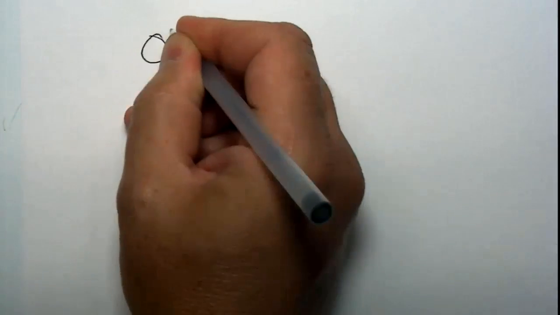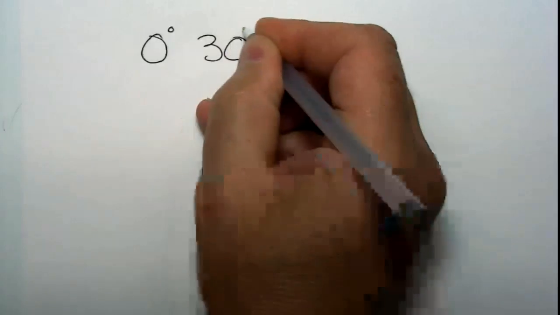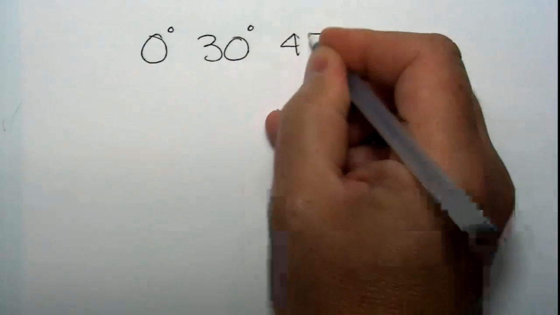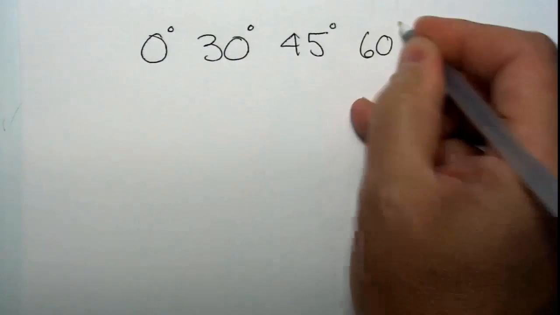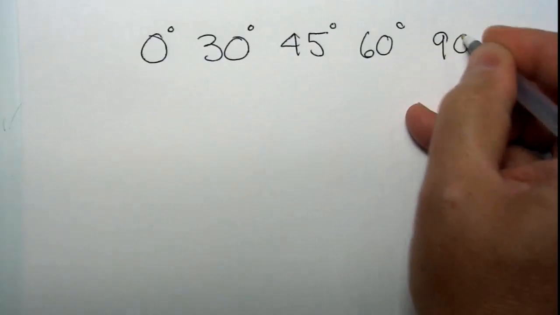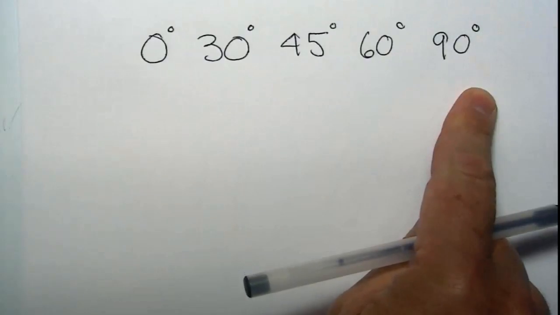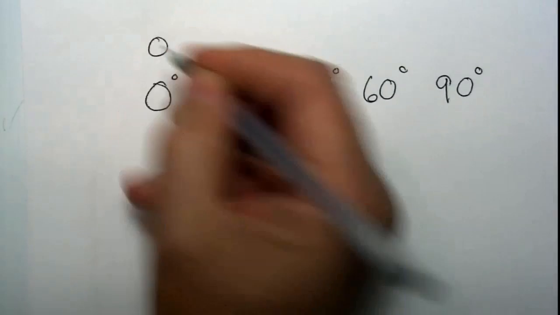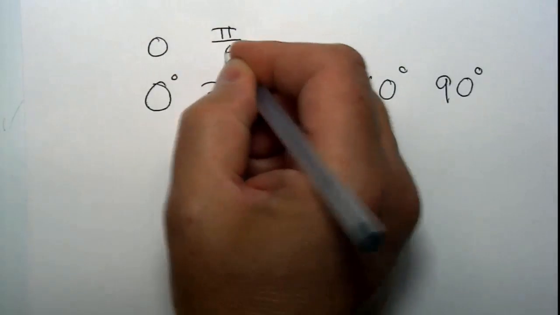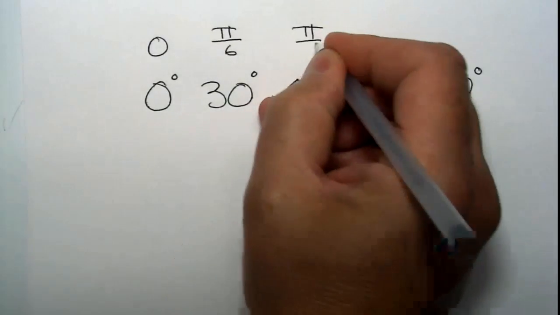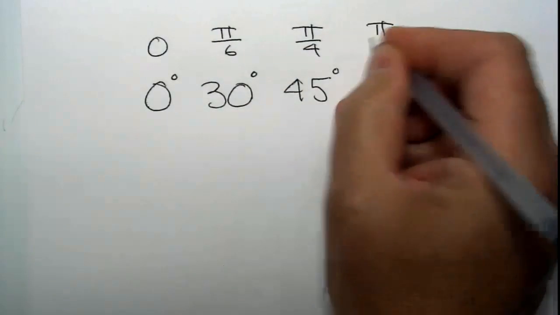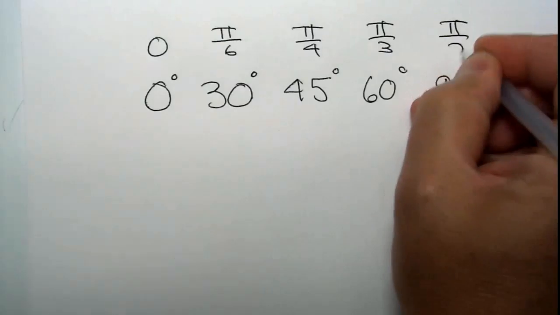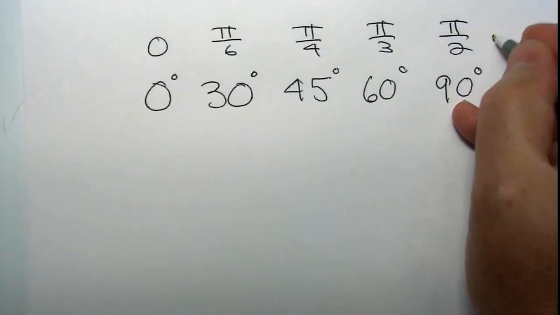I have a wonderful table that will help you remember that. So the 5 common angles I'm interested in are 0 degrees, 30 degrees, 45 degrees, 60 degrees, and 90 degrees. And I want you to know the sine, cosine, and tangent of all 5 of these by memory. Also in radians, this is 0 radians. That's pi over 6 radians, pi over 4 radians, pi over 3, and pi over 2 radians.